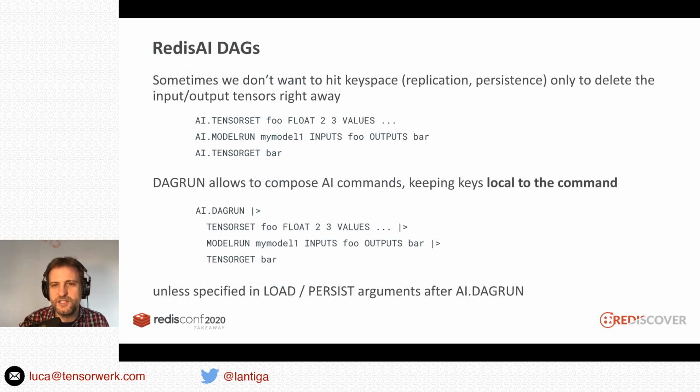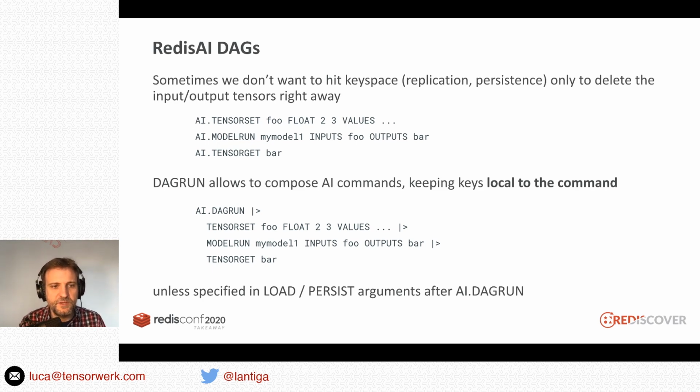Sometimes we don't want to hit key space, and there are reasons why you might not want to do a tensor set, then a separate model run, and then a separate tensor get. Maybe it's just performance, because each time you hit the key in Redis, there's a slight cost for it. And also, if you set up replication or persistence, then that call has to be replicated and persisted. But if you're only setting a tensor to run a model and then get the result back, you don't really need to have it in key space. It's only of interest to your call.